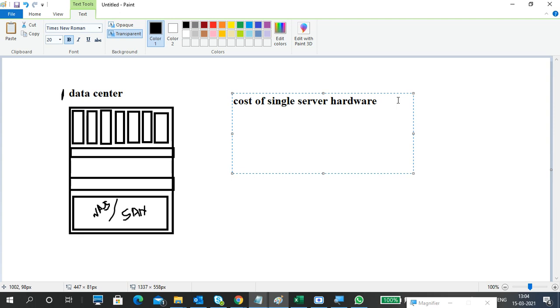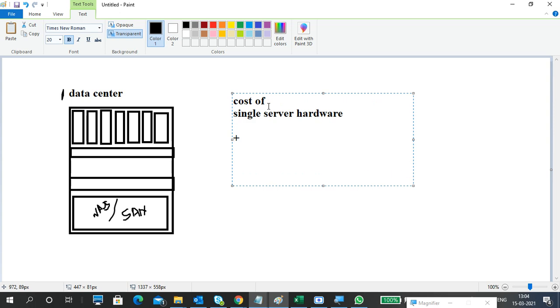But a single server is not enough. We need a redundancy server. It means a backup server is required. So we should add a backup server compulsorily. Then we have to buy the backup server hardware also, right? So you need a server and you need a backup server.